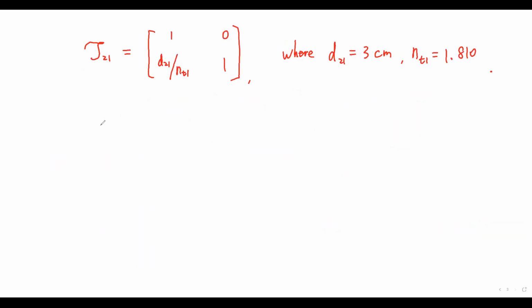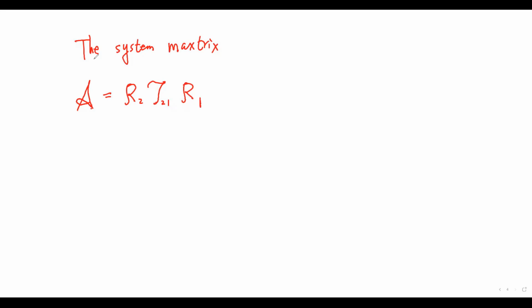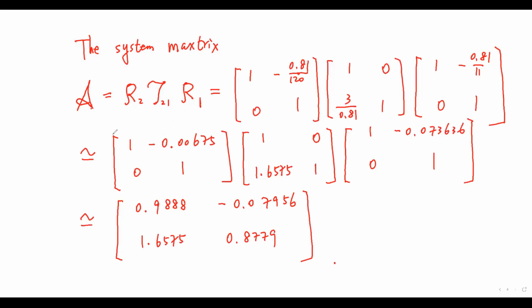The matrix T21 is given by this one. We know these values. So, we find that the matrix T21 equals this one. Then, the system matrix A is given by R2 times T21 times R1. So we can find the matrix A equals this one.